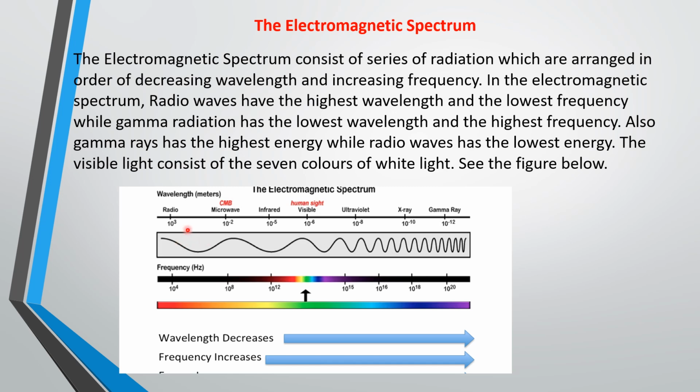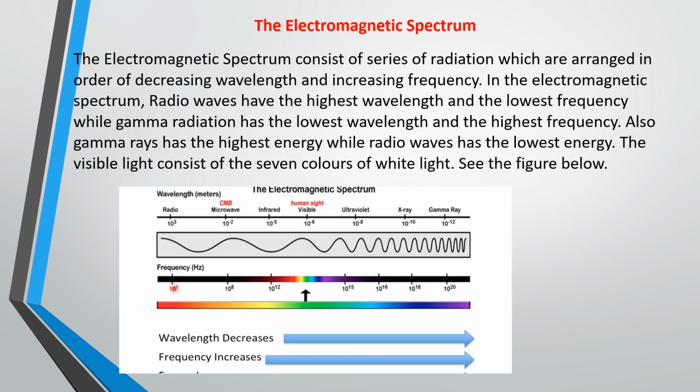which have the highest wavelength of about 10 raised to the power 3 meters, or about 1000 meters, and then we have the gamma rays which have the lowest wavelength of about 10 raised to the power minus 12, and that's what you can see here. These wavelengths, from radio wave down to gamma ray, are arranged in order of decreasing wavelength. Then if you look at the frequencies, they are arranged in order of increasing frequency.